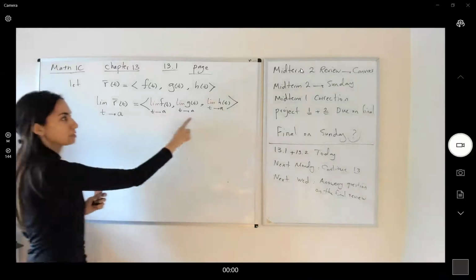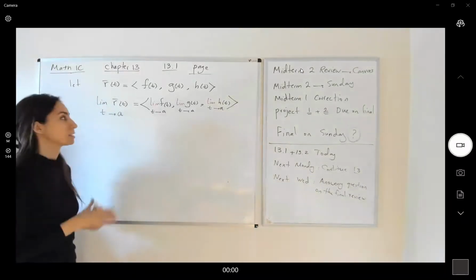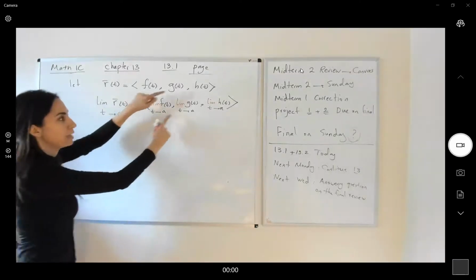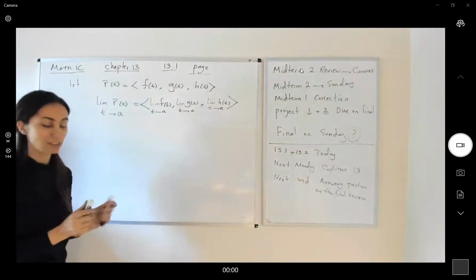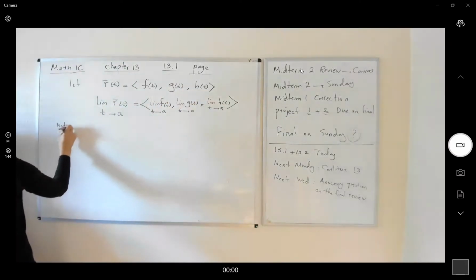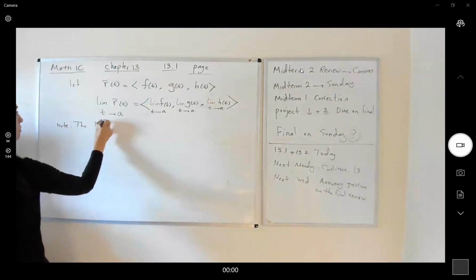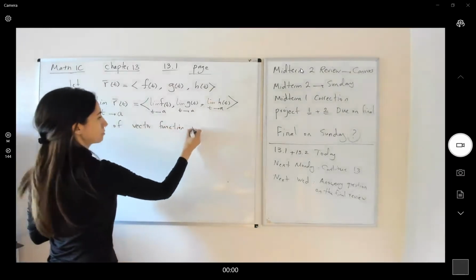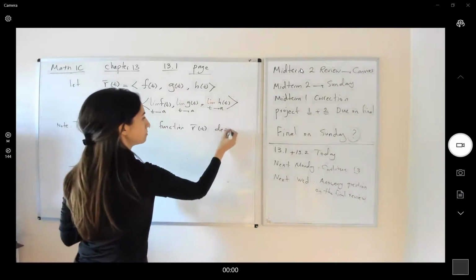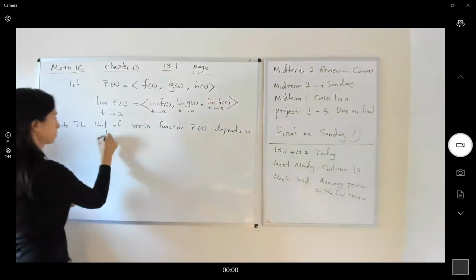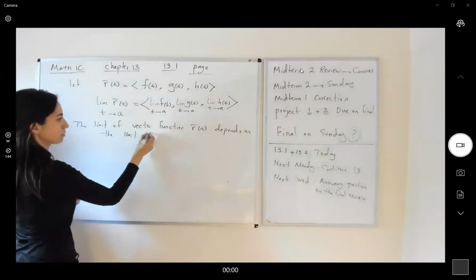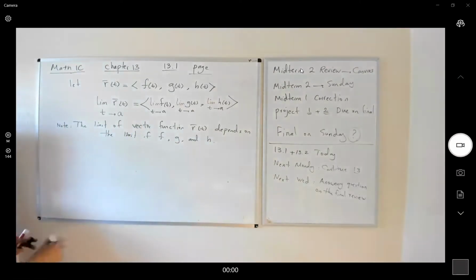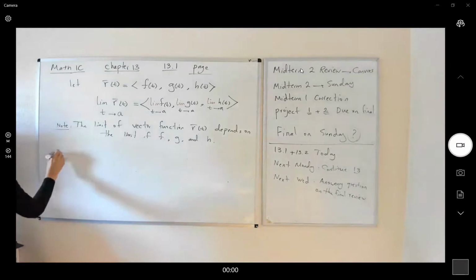And note that the limit for each of these must exist. Otherwise, you say that the limit doesn't exist. So the limit of this function depends on the limit of each of these components. Note that the limit of a vector function depends on the limit of f, g, and h. For example, take a look at this example.